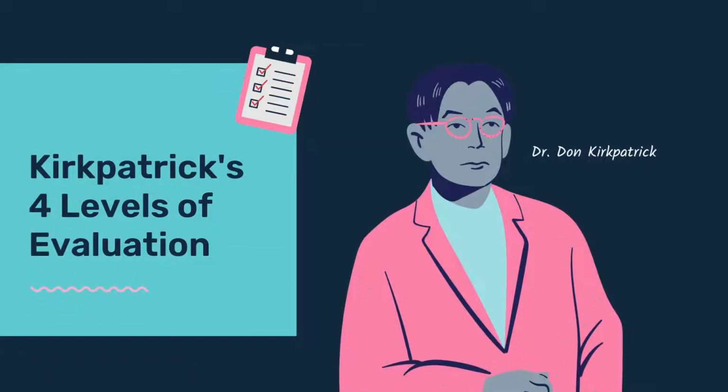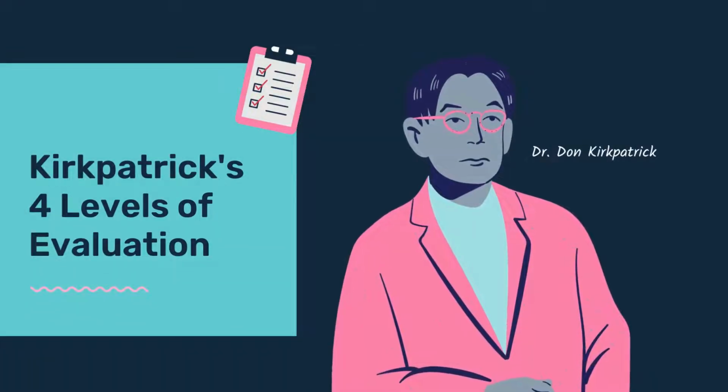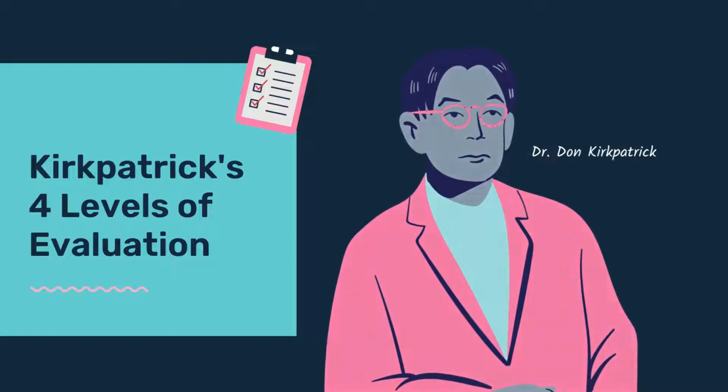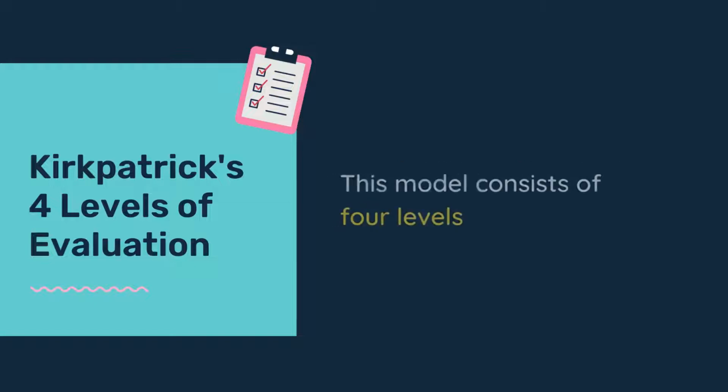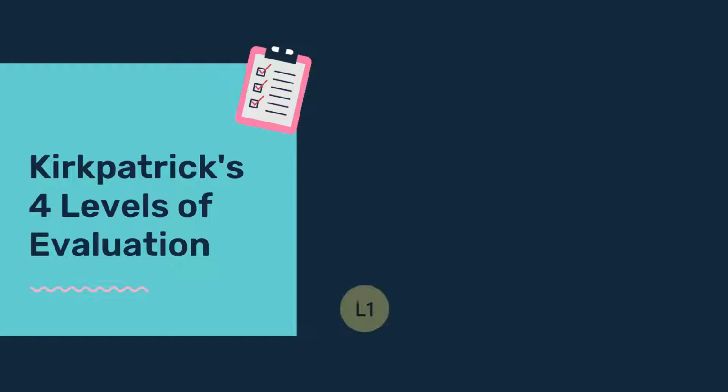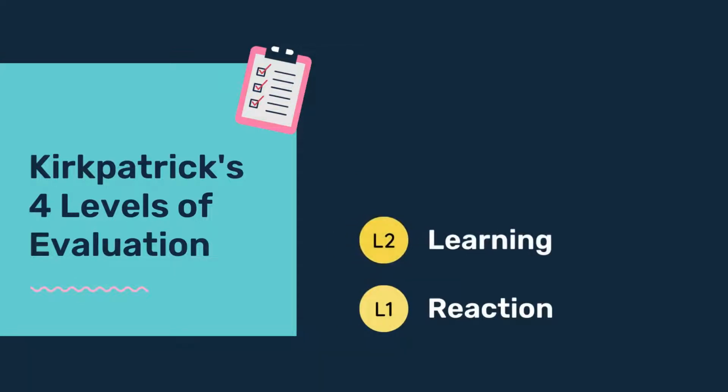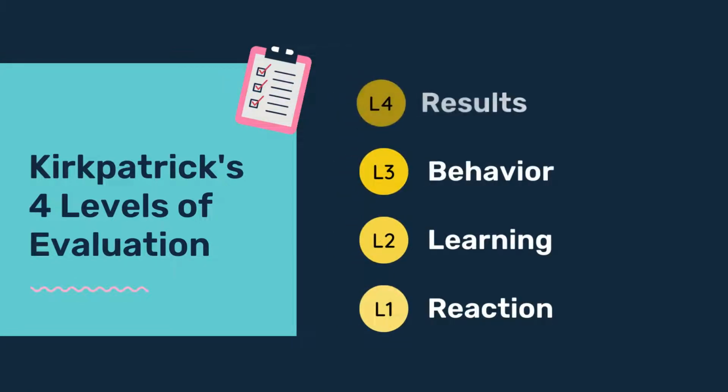Created by Professor Don Kirkpatrick in the 1950s, Kirkpatrick's 4 levels of evaluation is a model for evaluating the overall effectiveness of a training program. It consists of 4 levels: reaction, learning, behavior, and results.